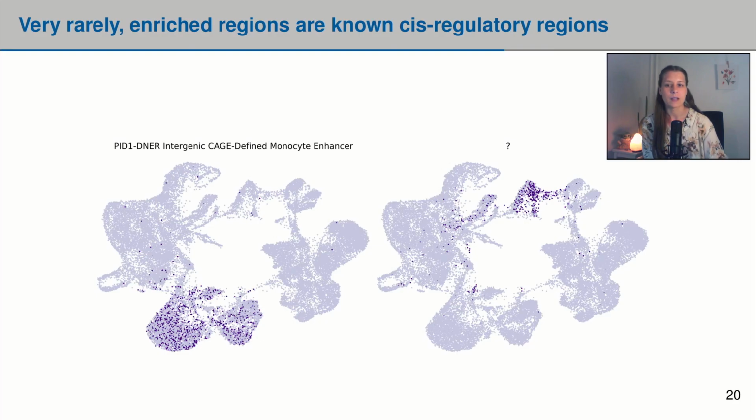The application procedure is virtually identical, and we first select 75 reference cells from the sample, and then we compute enrichment scores for all peaks in this dataset. If we look at the top enriched peaks, we very rarely identify known regulatory regions, like this monocyte enhancer, but generally speaking, the function and cell type specificity of these genomic regions is poorly annotated.